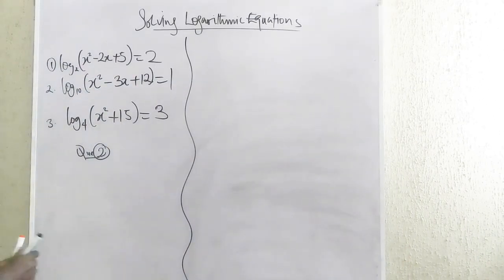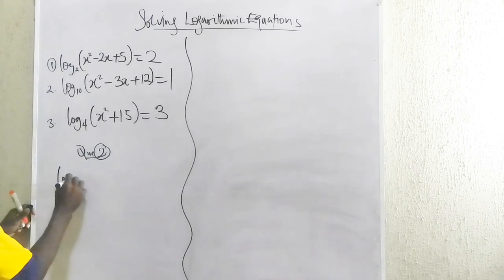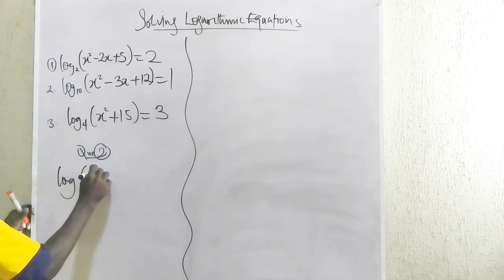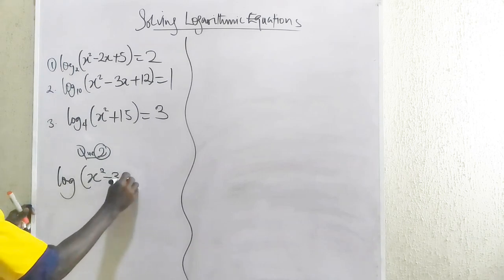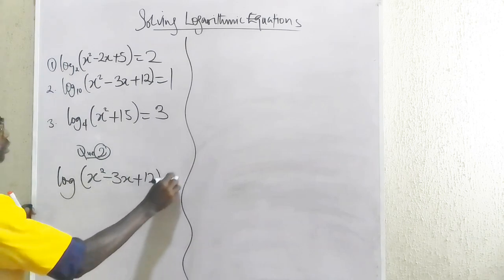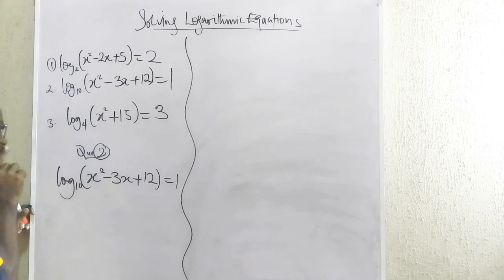We have question number 2. We have the log of x squared minus 3x plus 12 is equal to 1 in base 10.